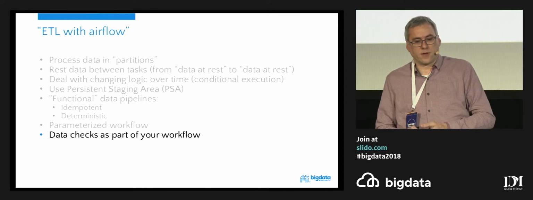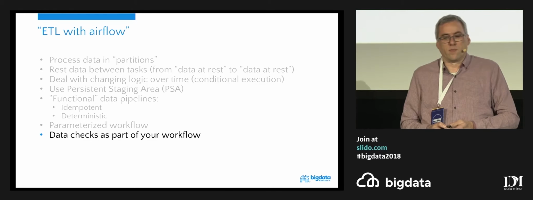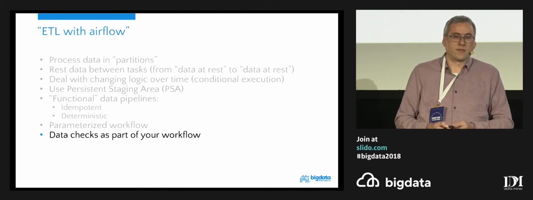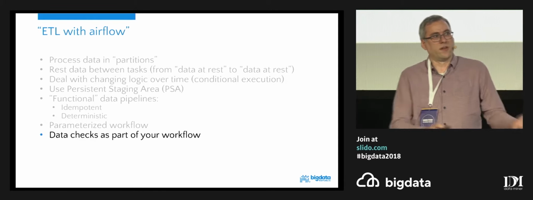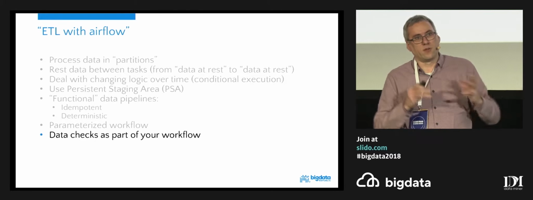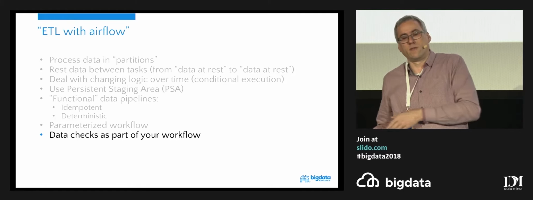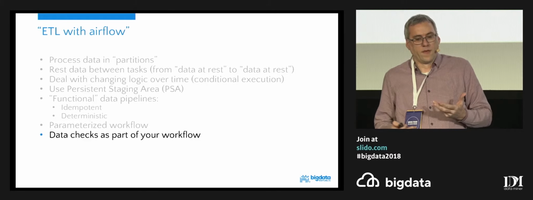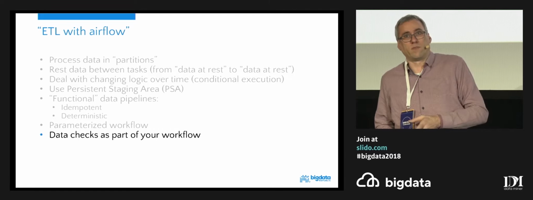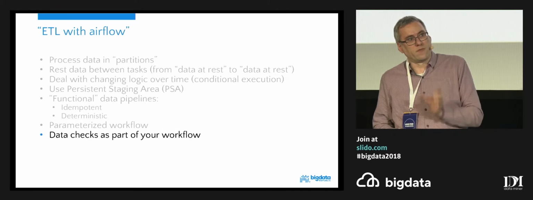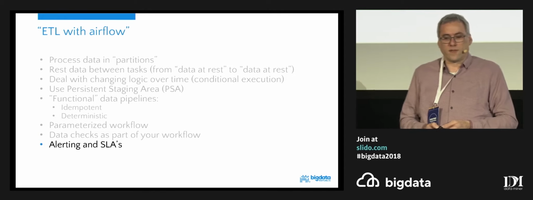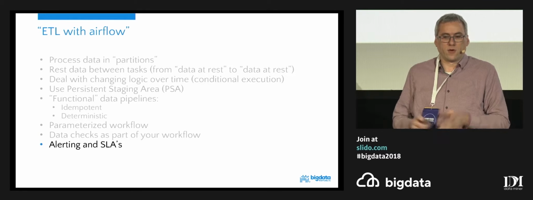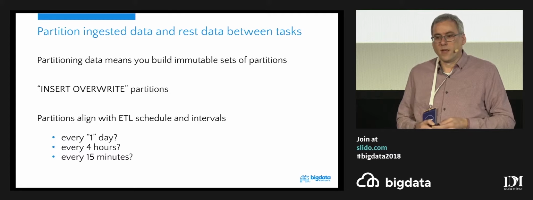I'm going to get into that as well, and that it is important to implement data checks as part of your workflow. So not just running a workflow and then trusting that it works without seeing the data, but you're going to confirm as part of your workflow that the data is being run through properly, so that you have particular checks in place that fail if the data is not up to date. And I'm going to look at alerting and SLAs also as part of a functional data pipeline.